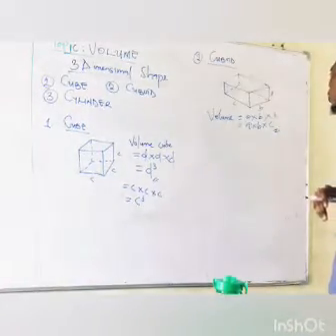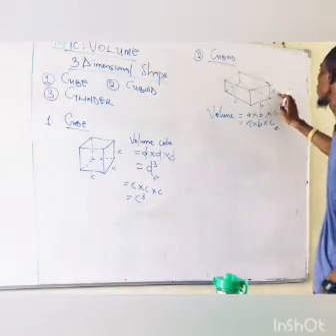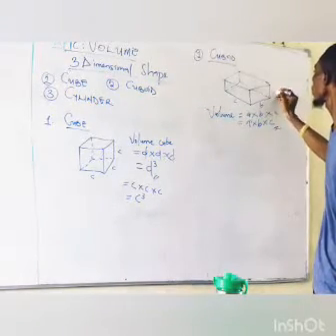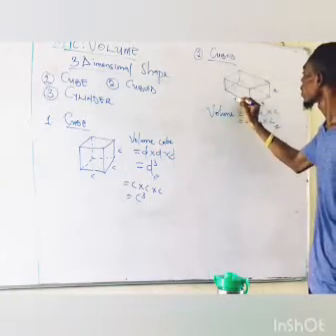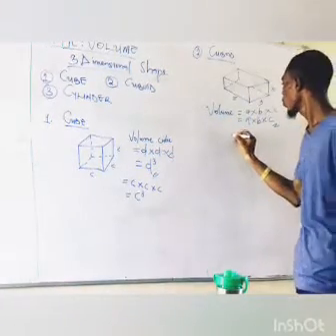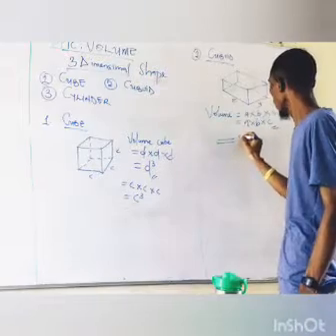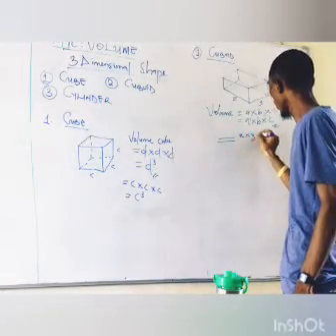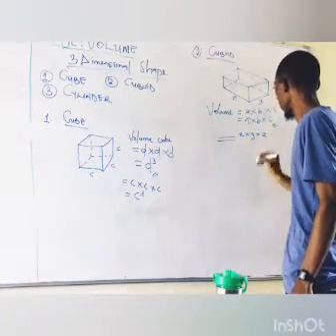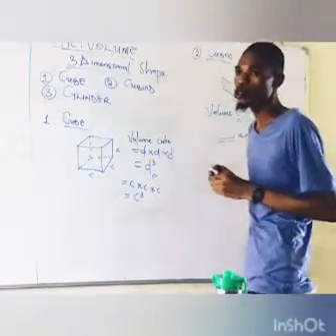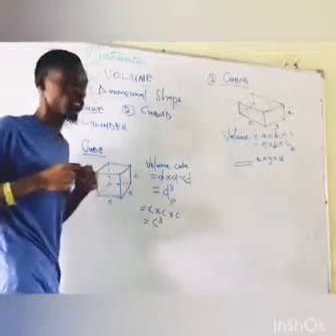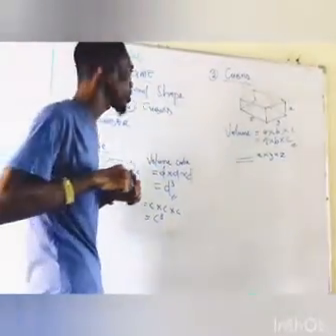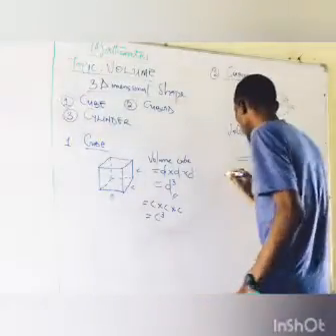Are we together? Now, take for instance, instead of A, we change it to X, and this one Y, and this one Z. Our volume will be equal to X multiplied by Y multiplied by Z. So you are at liberty to choose what alphabet you want to use in denoting them. Are we together? Now the last one is the cylinder.